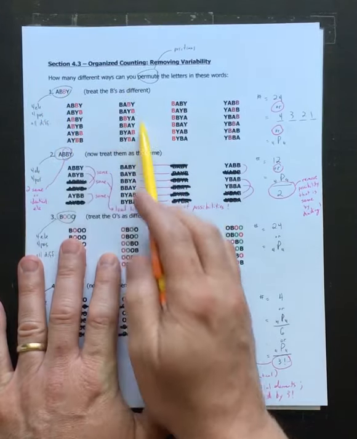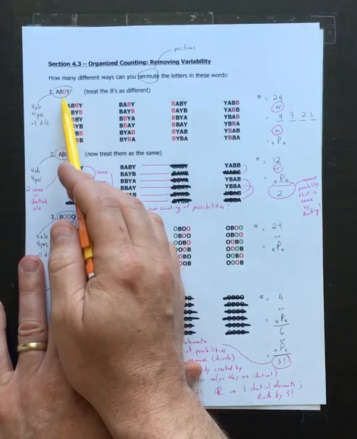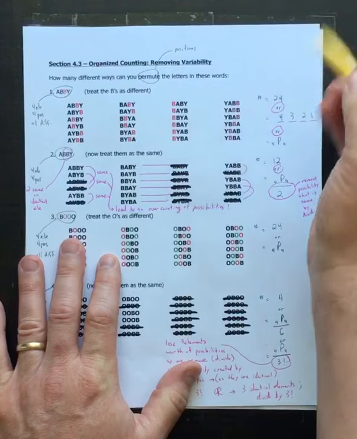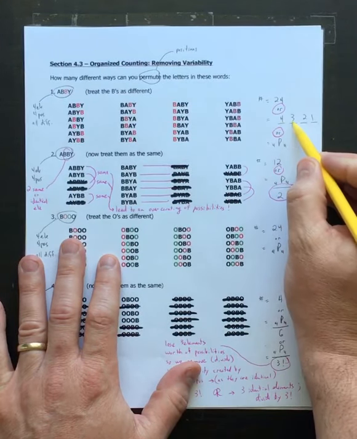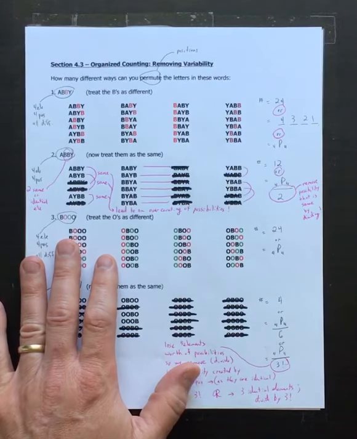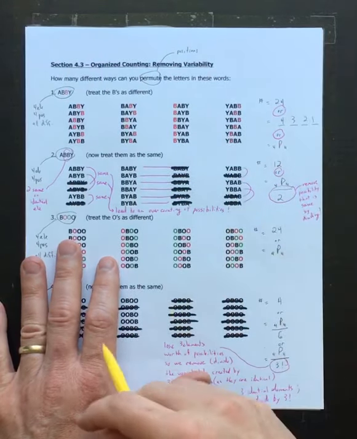And so I've actually listed all of the different outcomes, but you don't have to. You would just go 1, 2, 3, 4 spots. You have 4 elements, then 3, then 2, then 1. There's no restrictions. Or you could just go 4P4, and you get 24. And that's the way that it works.